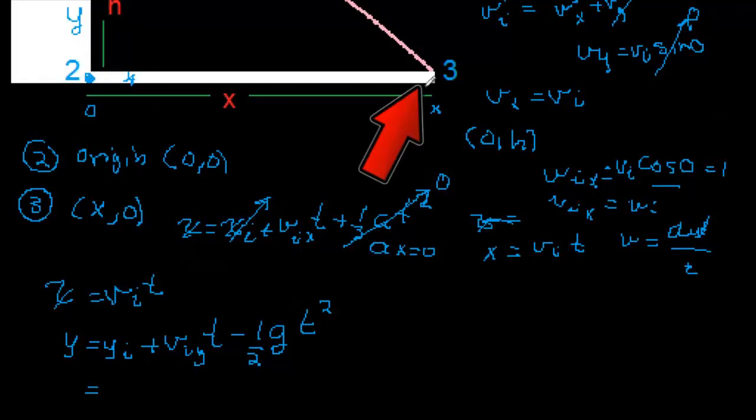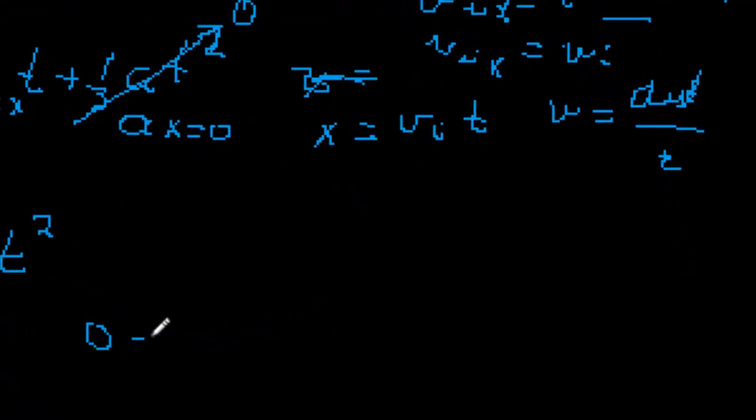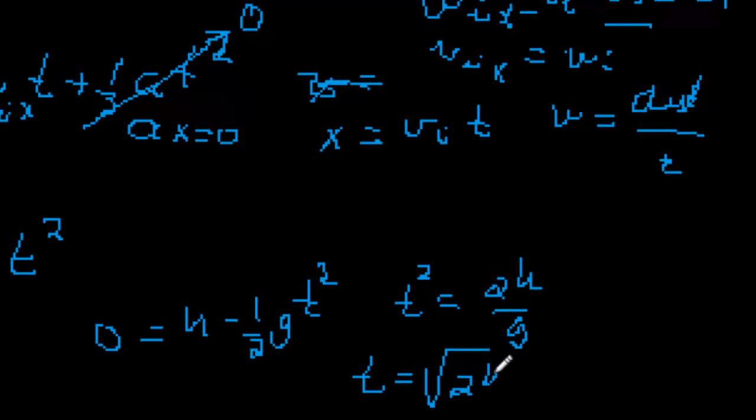y is 0 here. So this is 0 equals the initial value for y, which is h, plus the initial velocity in the y direction is 0, so this whole term becomes 0, minus 1/2 g t squared. This is a good equation to figure out time. 0 equals h minus 1/2 g t squared, and t squared would equal 2h over g. Time would equal the square root of 2h over g.